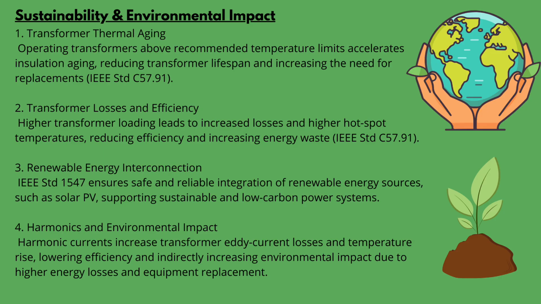Sustainability and environmental impact. Number 1. Transformer thermal aging. Operating transformers above recommended temperature limits accelerates insulation aging, reducing transformer lifespan and increasing the need for replacement. IEEE standard C57.91. Number 2. Transformer losses and efficiency. Higher transformer loading leads to increased losses and higher hotspot temperatures, reducing efficiency and increasing energy loss. IEEE standard C57.91.